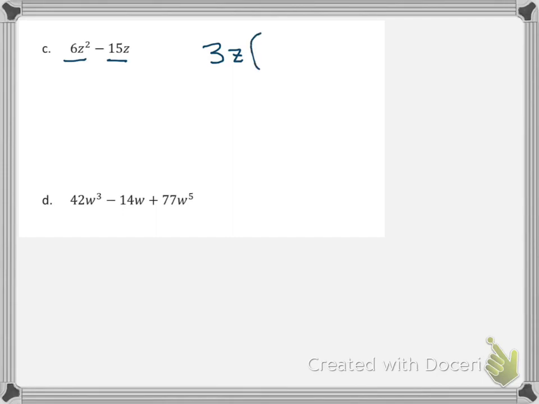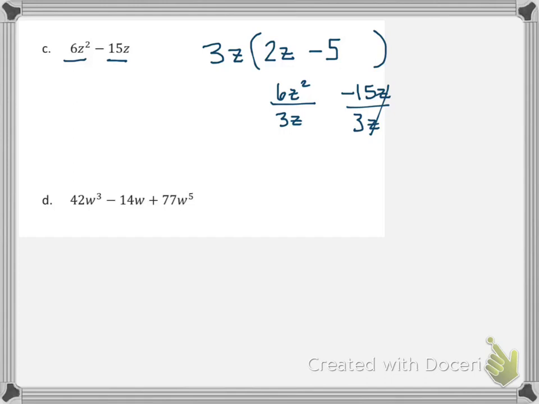And then we can divide out our greatest common factor, so that would look like this, 6z squared divided by 3z. And 6 divided by 3 is 2, and z squared divided by z is z. There's my first term. And the next term is a negative 15z divided by my GCF, 3z. Negative 15 divided by 3 is a negative 5. And z divided by z is 1, so it's just negative 5. 3z times the quantity 2z minus 5.